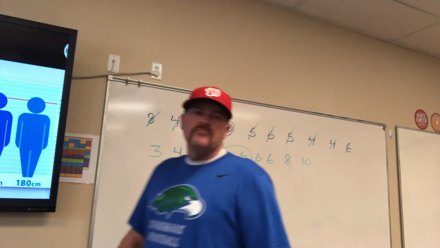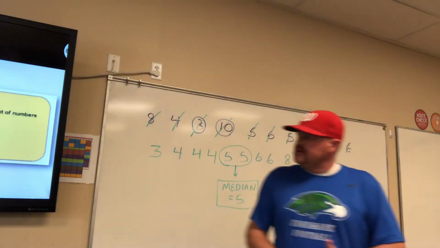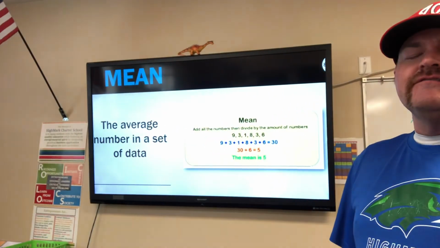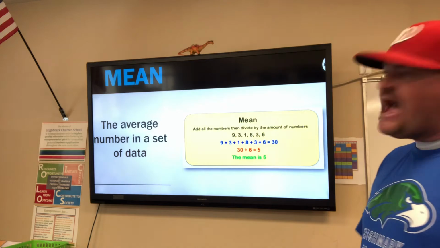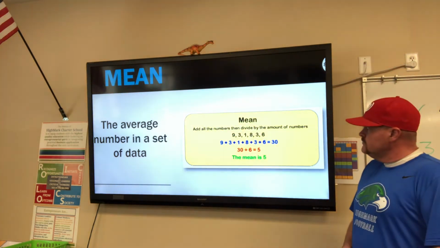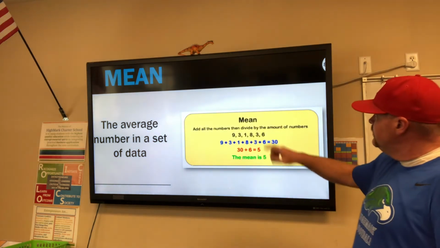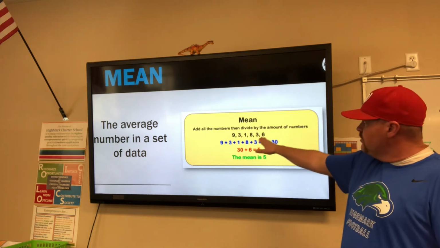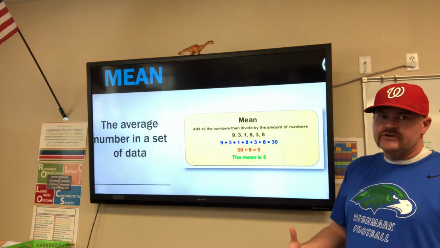So there's an example of median. We've got one more thing to cover, and that will be mean. So we go back over here, get you a definition. The mean is the average number in a set of data. So there's an example right here, maybe somewhat hard to see, but basically all you have to do to find the mean is add up all the numbers in your data set and then divide them by the total amount of numbers that you have.